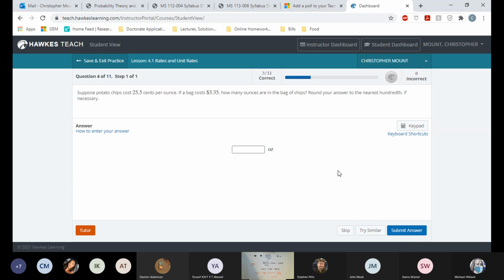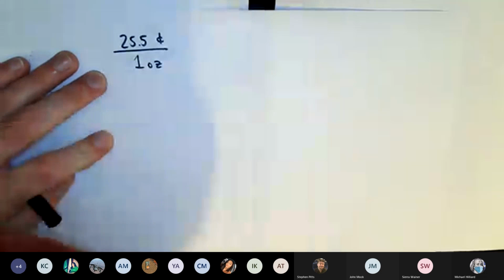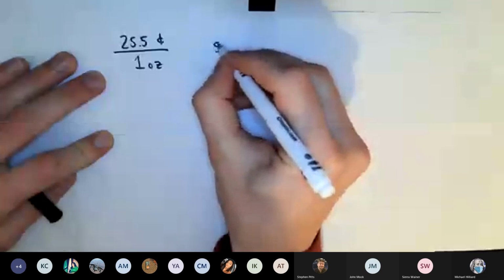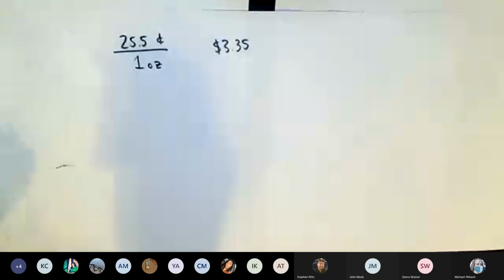Oh, okay. All right. So suppose potato chips cost 25.5 cents per ounce. If a bag, okay, let me write this down, and then I'll switch to my camera. If a bag costs $3.35, how many ounces are in the bag? Okay. And round to the nearest hundredth if necessary. So we're not looking for money this time. We are looking for the number of ounces in a bag. Okay. And what was the other number? $3.35.